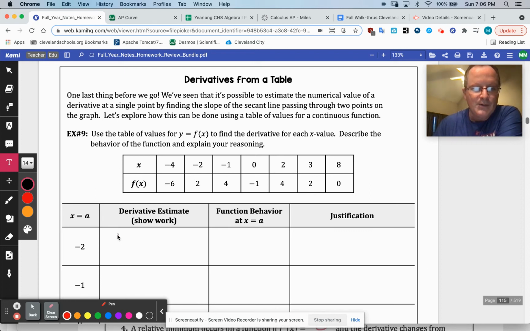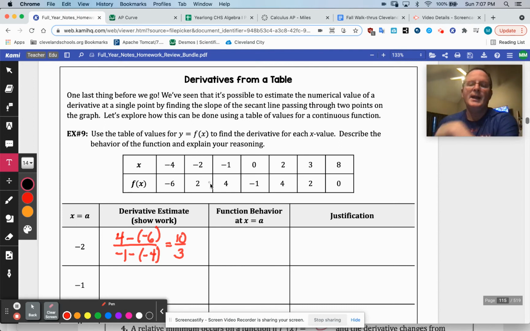All right, so here we go. I'm going to say y2 is 4 minus y1 is -6, and then we're dividing by our x's, which will be x2, so that's -1, and then x1, which is -4. Up top, we've got a 10. On the bottom, we have -1 plus 4, 3. So I'm going to say that that's our estimate of the slope of the tangent line when x is equal to -2. So my function behavior there is increasing.